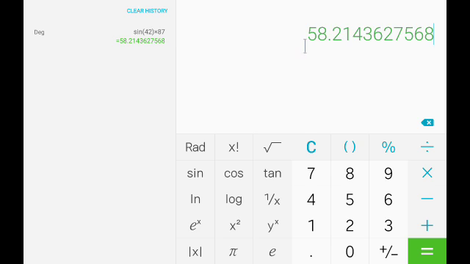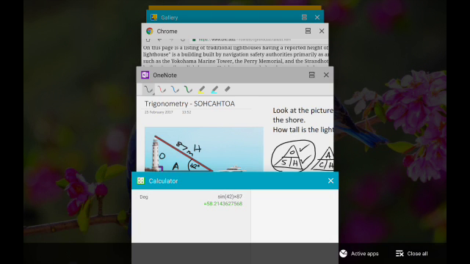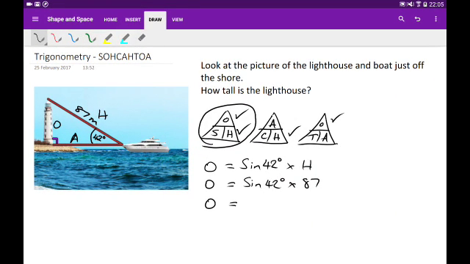I don't need all of that. I'll round it to the nearest centimetre, which is 2 decimal places in this case, because there's 100 centimetres in a metre. So it's 58.21. So going back to my question, 58.21 metres. We must say in brackets what we rounded it to, 2dp. And there's our final answer.